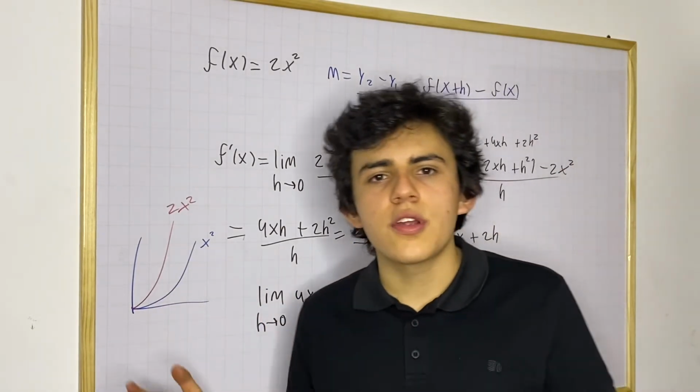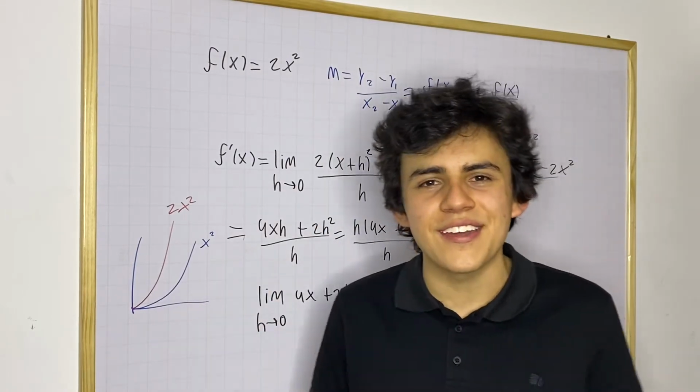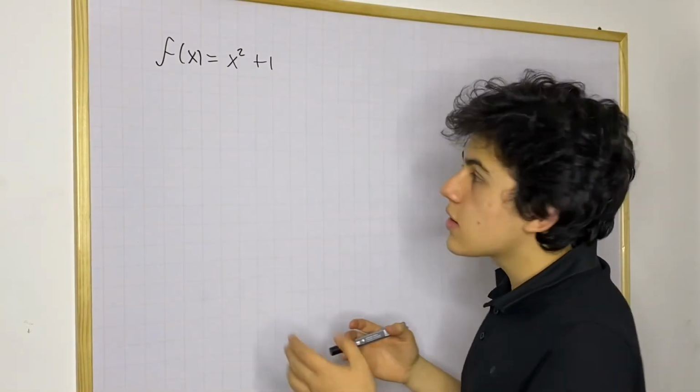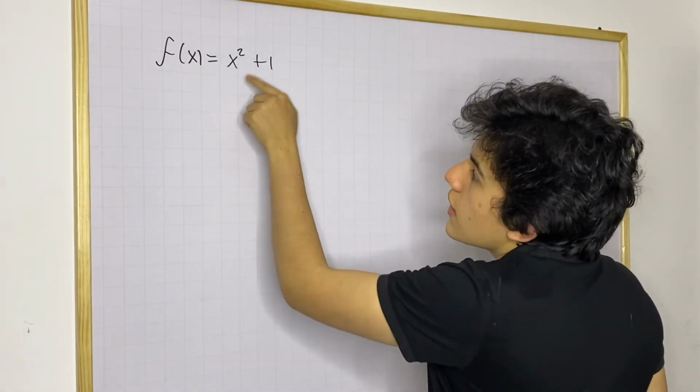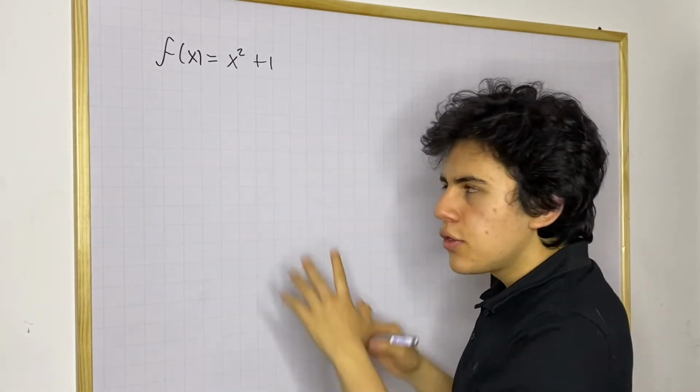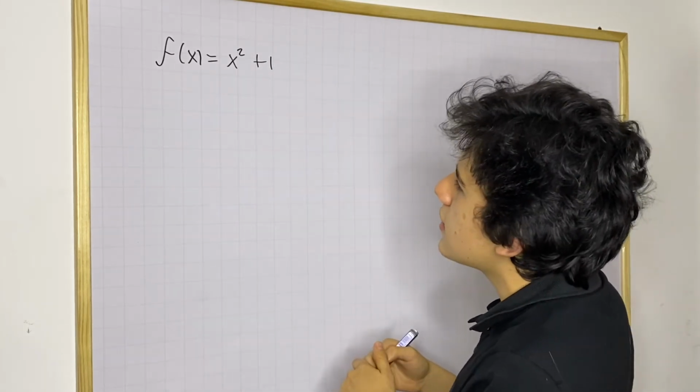So I'm going to do some more examples, just to get the hang of all these derivative things, okay? Now let's do one more example with this function right here. In this case, we have 2 terms. We have x squared plus 1. Don't worry about the plus 1, you're going to see what happens with it, okay? So let's do the definition.